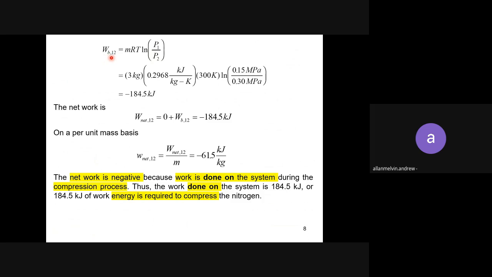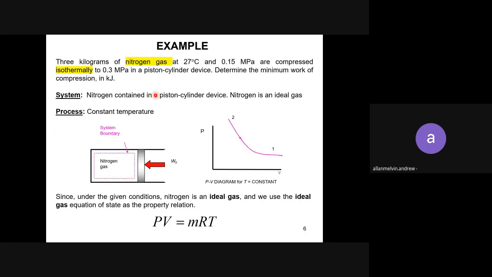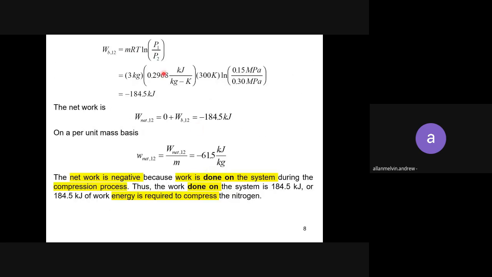So boundary work done equals mRT ln P1 over P2. Then substitute all the information. So m is 3 kg. R is 0.2968. You get R from the thermodynamic table. Go to Table 2, I think, for ideal gas. So straight away you find nitrogen. For nitrogen gas, what is the value of R? Take it directly, and you will get 0.2968.